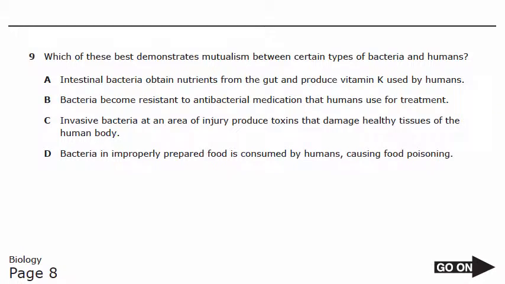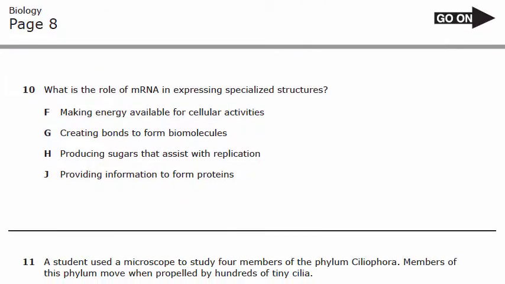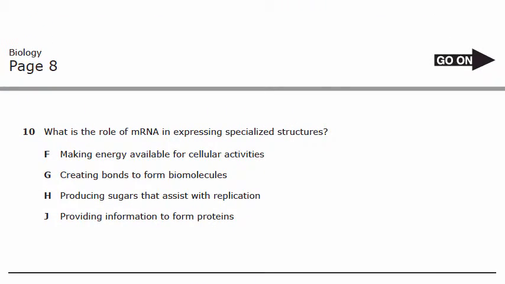Select your answers. Number 10. What is the role of mRNA in expressing specialized structures? F. Making energy available for cellular activities. G. Creating bonds to form biomolecules. H. Producing sugars that assist with replication. J. Providing information to form proteins. Stop the recording. Select your answer.